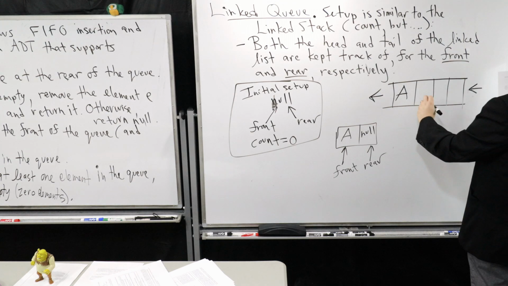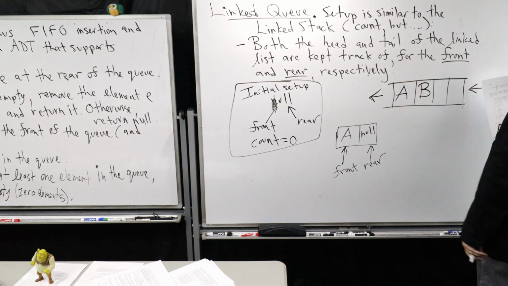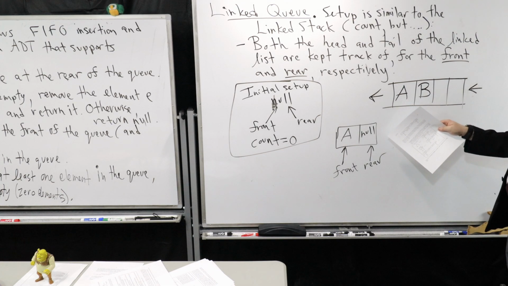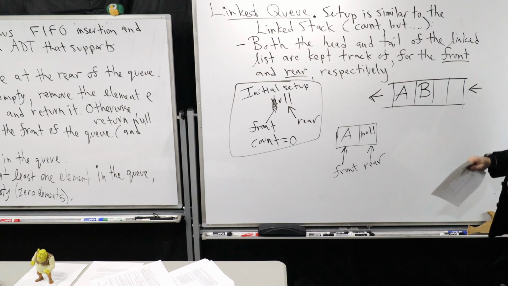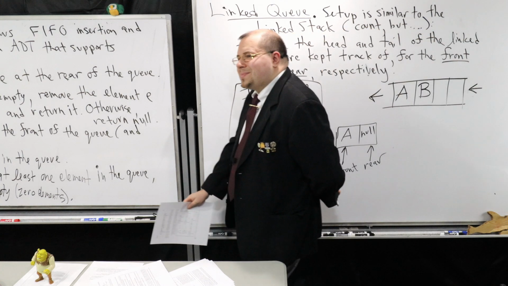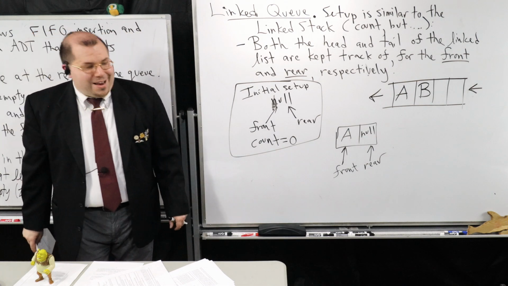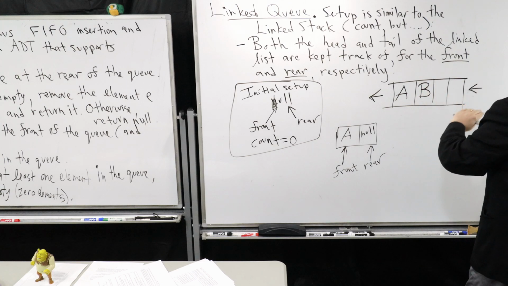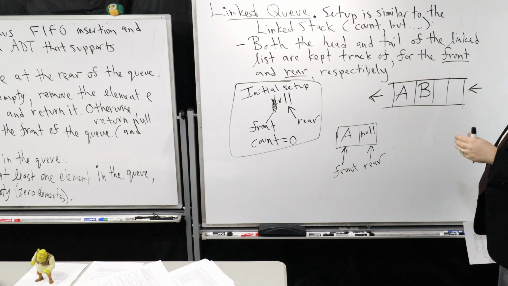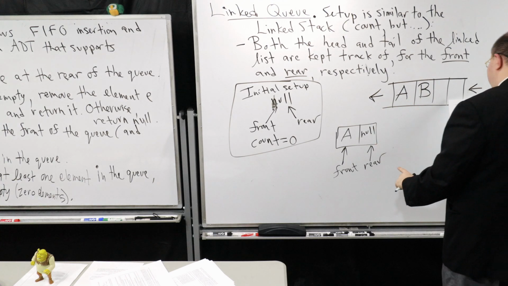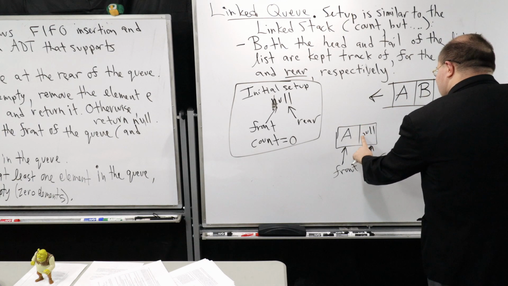Suppose I enqueue B. So where should B go? Does it go before A or does it come after A? Any ideas? Yeah, after A, right? Because remember, this is the rear. It's coming in this side. It's not coming from the top or the front. It's coming from the rear. So naturally, when I do this, you have to be a bit careful.